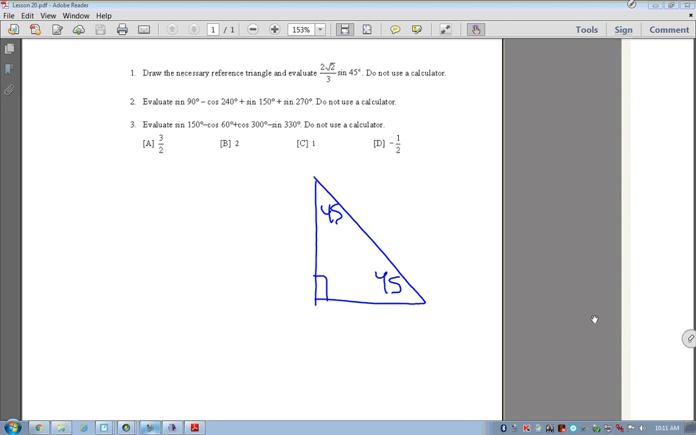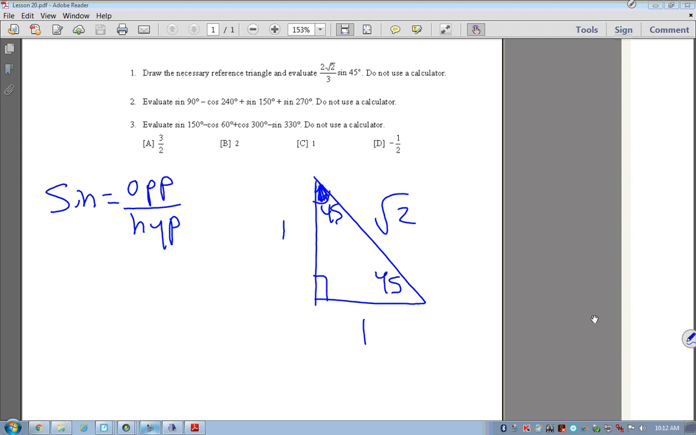What is sine? What does sine stand for? Sine equals opposite over hypotenuse. So whenever they say use a reference triangle, we are using the 1, 1, radical 2. So for sine 45 as a ratio, we just need to pick a 45-degree angle. What is sine of 45 degrees in a 45, 45, 90 right triangle?